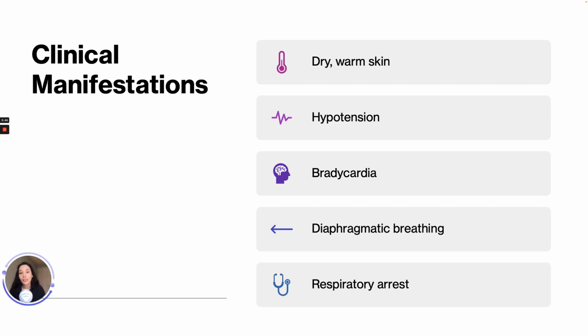We also might see diaphragmatic breathing. If the injury is below the fifth cervical vertebrae, the patient will exhibit this type of breathing due to the loss of nervous control of the intercostal muscles, which are required for thoracic breathing. And we may see respiratory arrest if the injury is above the third cervical vertebrae. They will go into respiratory arrest immediately following the injury due to loss of nervous control of the diaphragm.